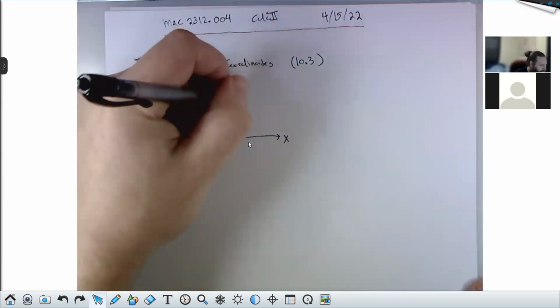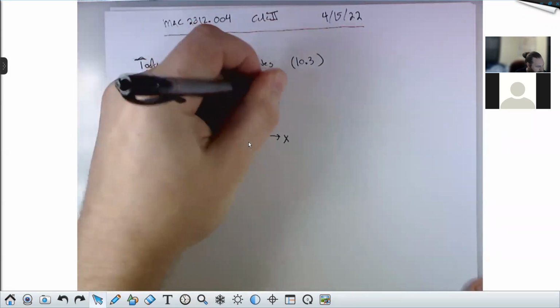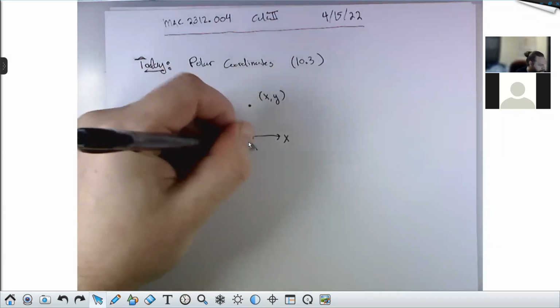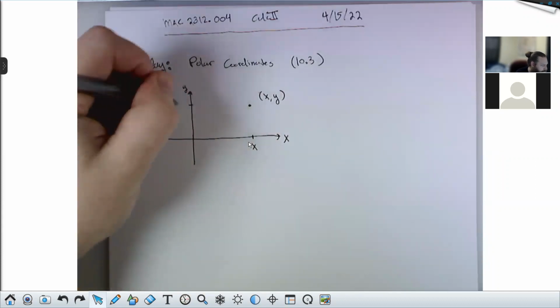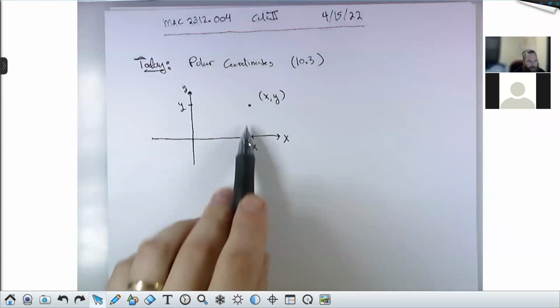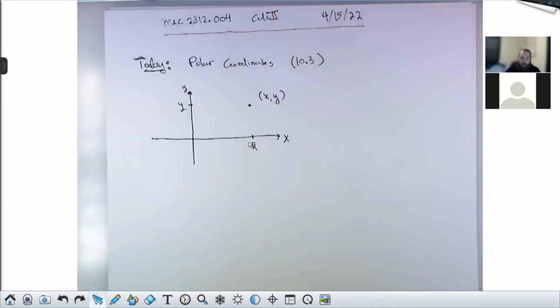Normally, if I want to specify the location of a point in the plane, I give you an x value and a y value. The x value would be here, and the y value would be here. And to get to this point, you would say, okay, I'm going to go over x and then up y. That is not the only way to tell you where this point is. There are actually many other ways to tell you where this point is. The normal way of going out x and then up y, that is the Cartesian or rectangular coordinate system.